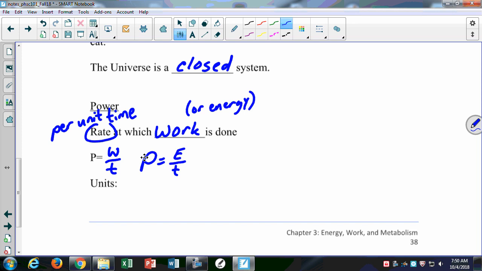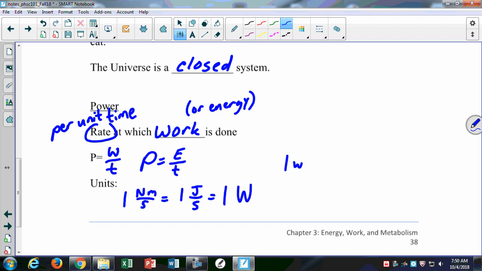The unit of power is 1 Newton meter per second. But remember that we called the Newton meter a joule, so it's 1 joule per second. And then further, we have a separate unit for power, which is a watt.